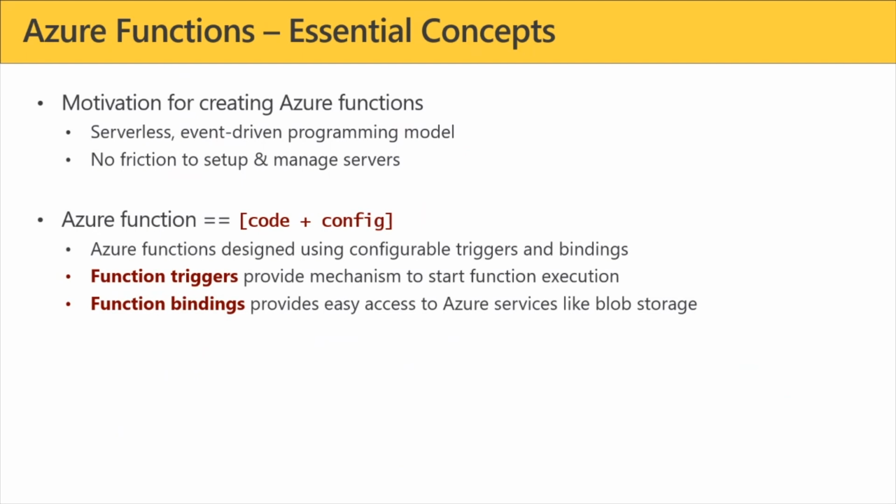Now, with an Azure function, think of it as you write code, and then there's going to be some configuration. And the more we can do with configuration, the less code we have to write. So when you define Azure Functions, the concept of a trigger and a binding is really important. A trigger is what provides the mechanism to start the function's execution. Function bindings, as you'll see, provide a nice configurable way to get to a resource like a blob file in Azure Storage. It makes your code a lot more seamless to write, and also much easier to update if you only have to update the configuration but not the code itself.